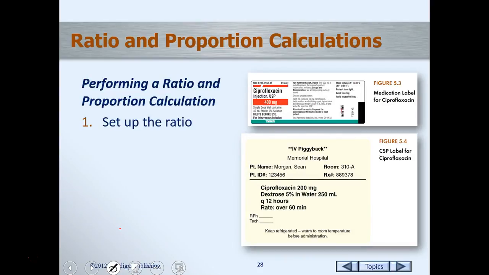So, ratio and proportion. Now we have this one. Let's have you solve for the amount that we need.